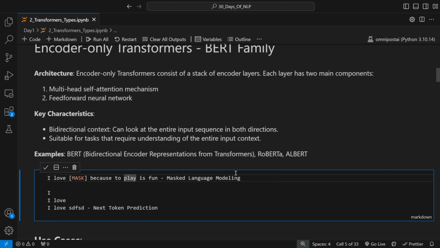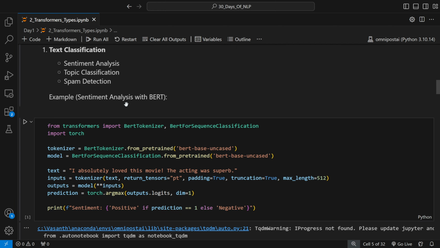Some of the samples are text classification. Let's say you want to categorize your news, classify your email as ham and spam, or do sentiment analysis. All can be done with the help of BERT family models. And here is an example. Don't worry about the code, it's very simple.